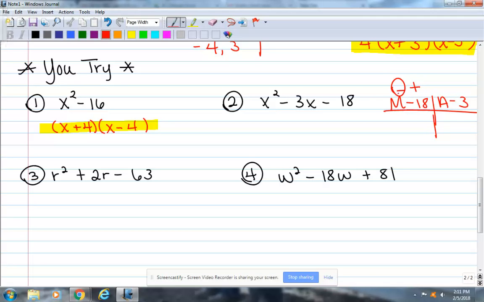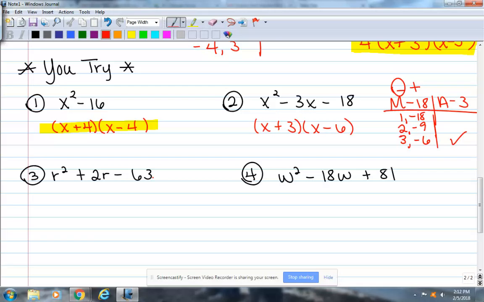Right? So what are some things that multiply to get 18? I need the negative one bigger. So 1 and negative 18, 2 and negative 9, and 3 and negative 6. Do any of those add to get negative 3? The last one. So we need an x plus 3 and an x minus 6. It doesn't matter which one you put first or last, as long as the minus goes with the 6 and the plus goes with the 3. Y'all with me? Raise your hand if you got that right on number 2. Good job.